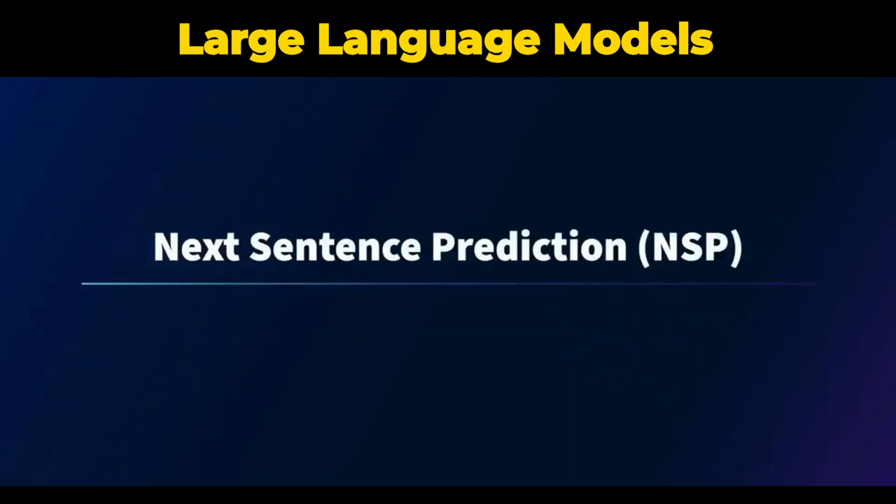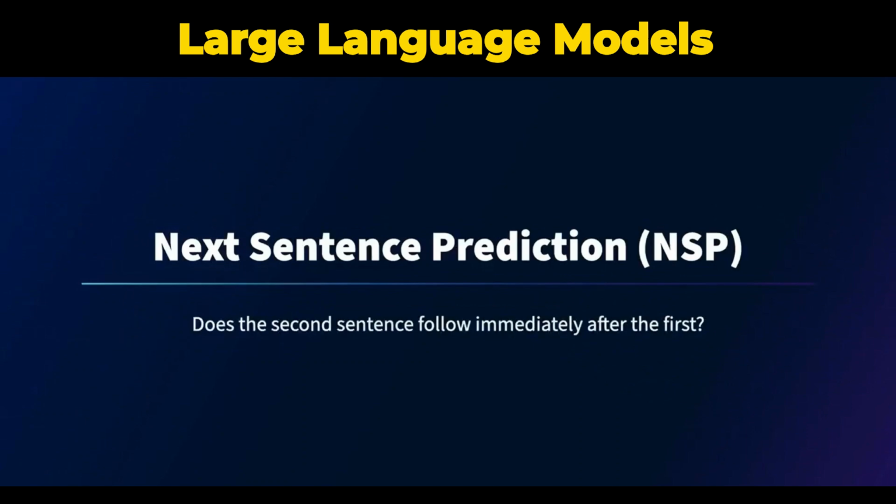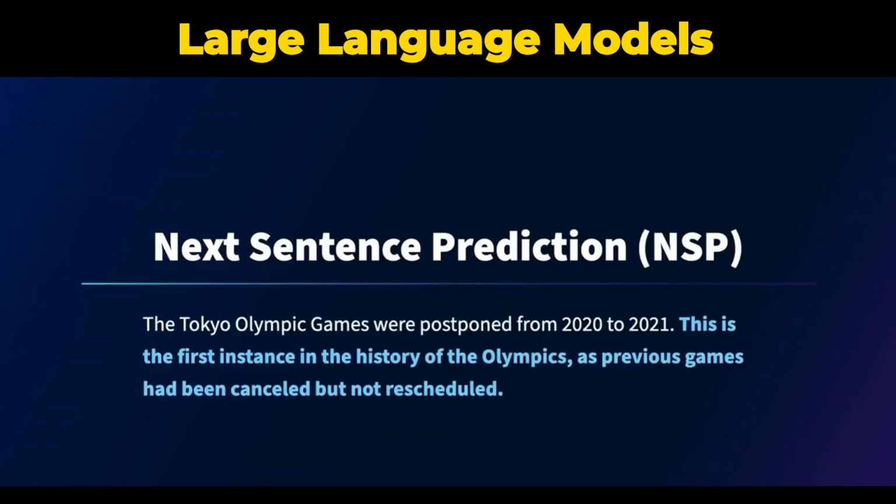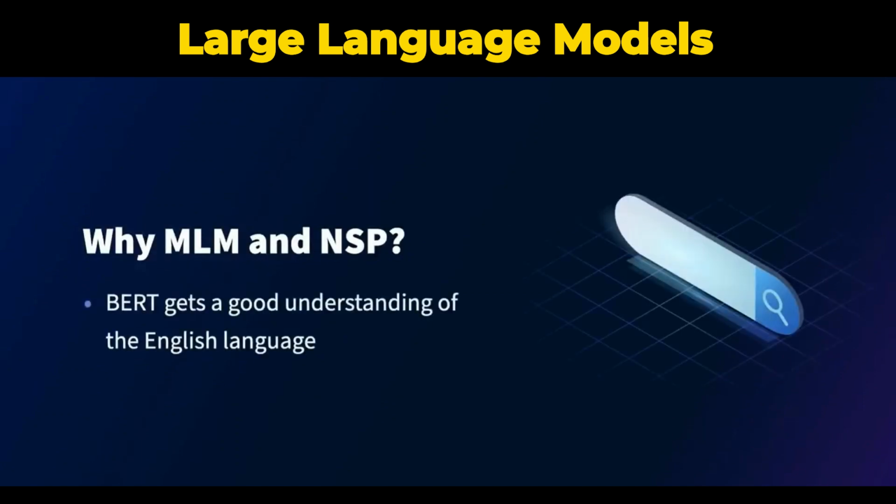The next sentence prediction task asks the question, does the second sentence follow immediately after the first? So, does the sentence, "This is the first instance," and so on, logically follow from "The Tokyo Olympic Games were postponed from 2020 to 2021"? Now, when would you ever need either of these tasks, and why are either of them useful? These tasks force BERT to get a really good understanding of language, and we've seen it's so good that Google incorporated it as part of its search.